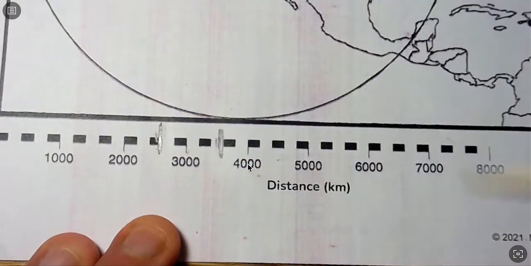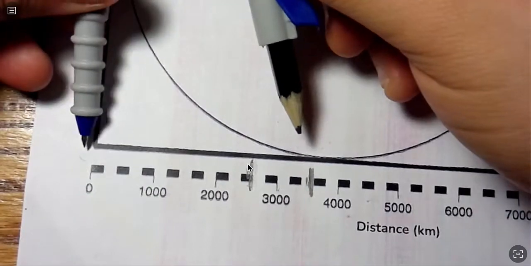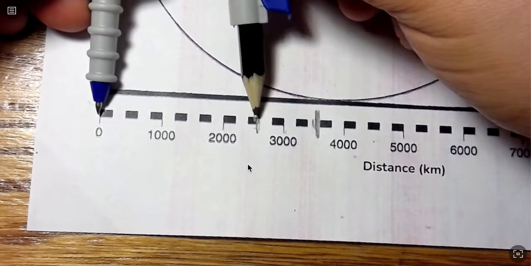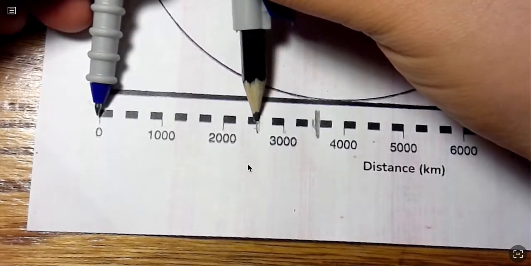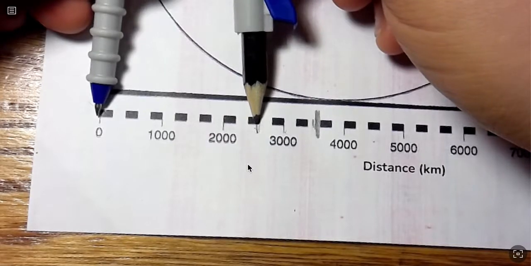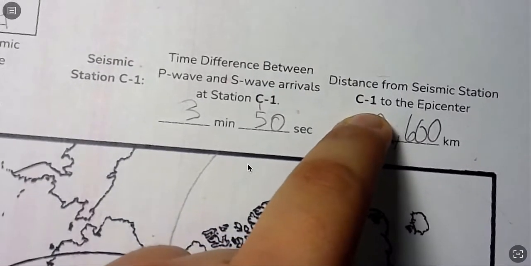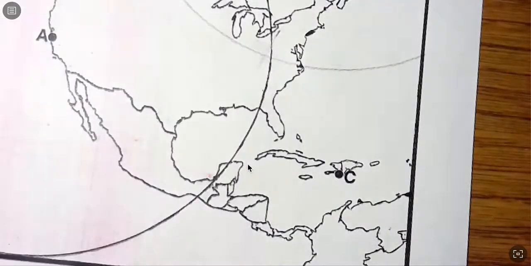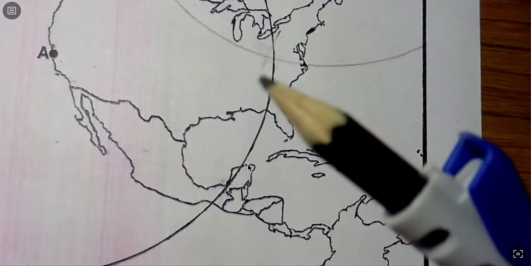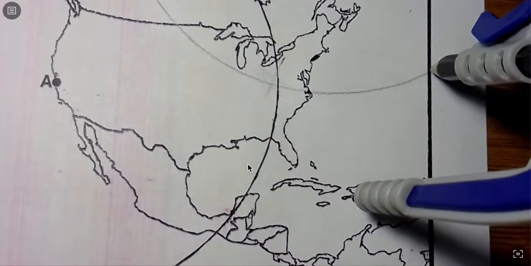Now, in the middle, this would be like 2,500, but again, we want 2,600, so it would be somewhere in this location. So then I would take my compass and I would get the compass just like before. I'm putting the pointy part at 0 and the pencil at 2,600, which looks like somewhere like that. Without changing the compass, notice that this is for seismic station C. So I gotta find seismic station C, which happens to be right here. And I'm going to put the pointy part on C.